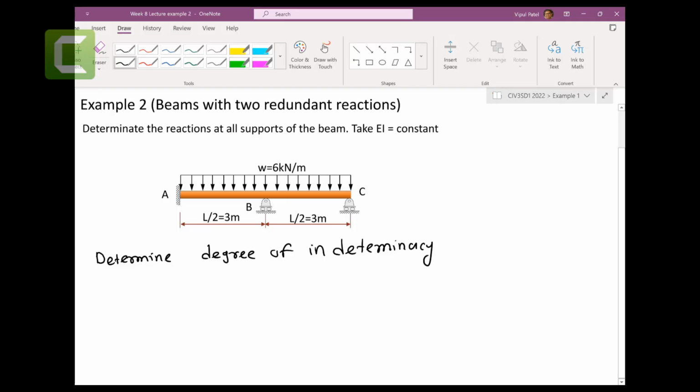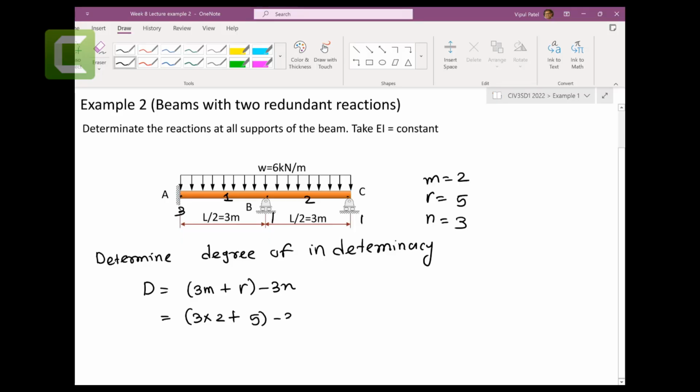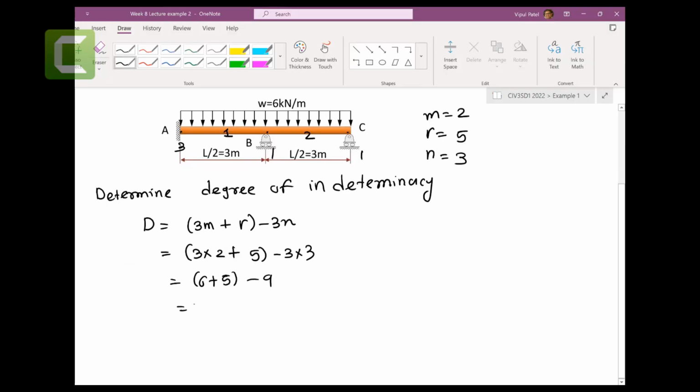All right. So in that case, we have member 1, member 2, 2 members. How many reaction forces? 3 reaction forces, 1, 1. So total 5 reaction forces. How many joints do we have? 1 joint, second joint, third joint. So degree of indeterminacy is equal to 3m plus r minus 3n. So 3 times 2 plus 5 minus 3 times 3, 6 plus 5 minus 9. So 11 minus 9 gives you 2. So that's the degree of indeterminacy equal to 2.